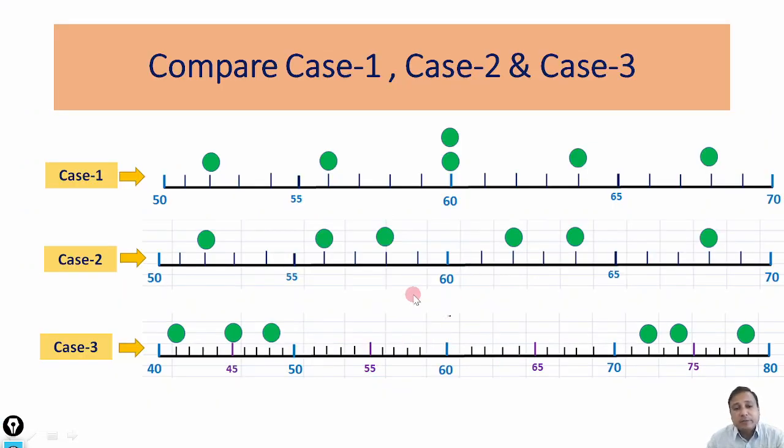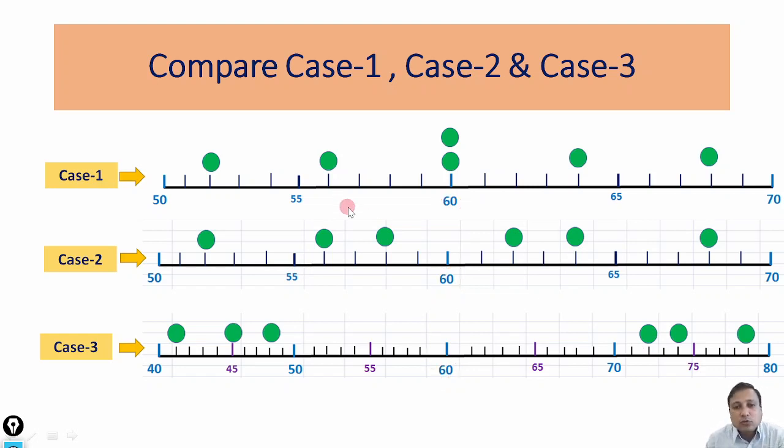Now let me compare all these 3 cases. For all these 3 cases, mean and median are 60, but look at the distribution. Here in case 3, we are having extreme values. Still we are getting the central tendency 60. And in this case, again we are getting the central value 60. Though the distribution is different, we are getting the same mean, median or mode.